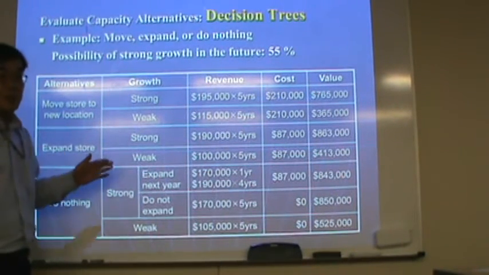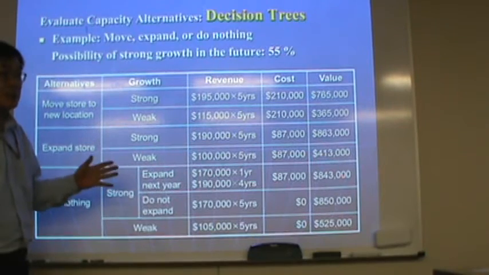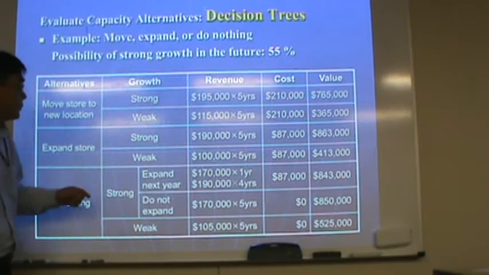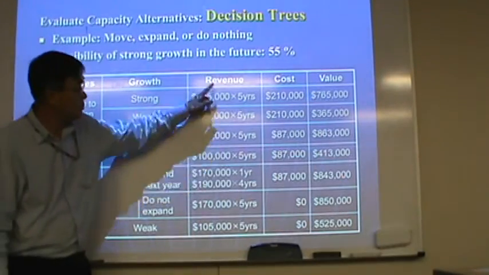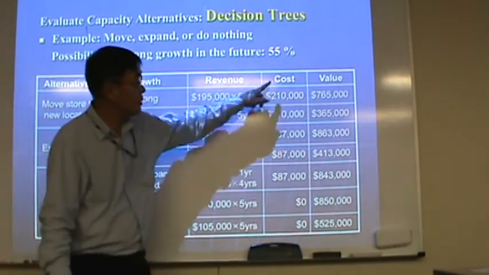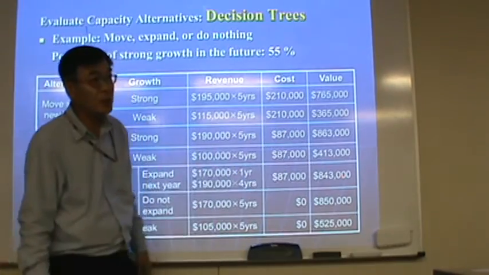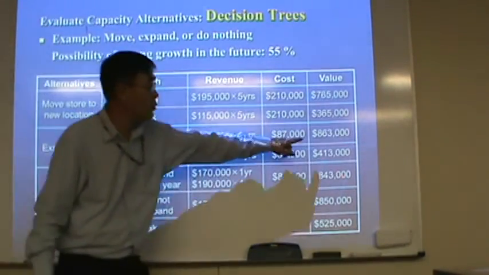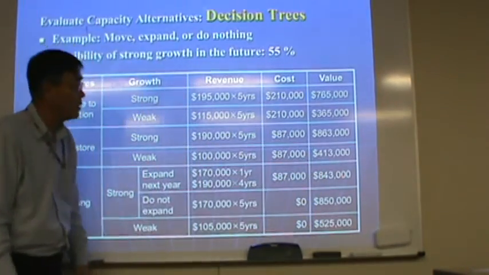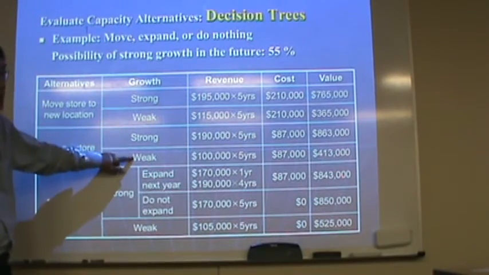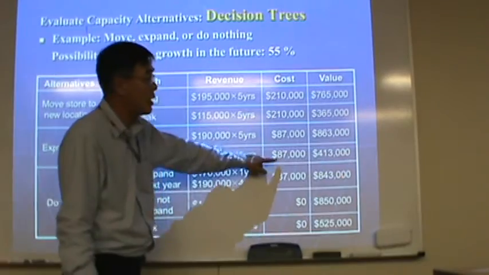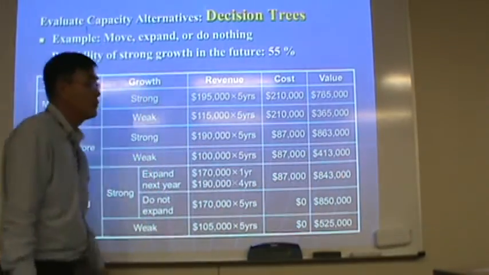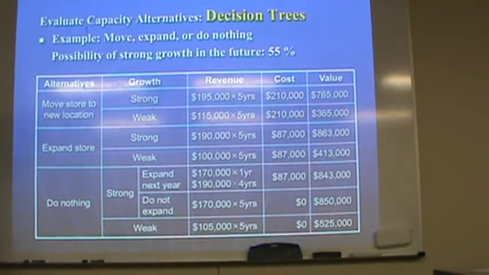Next option, just expand the existing store. Strong, some revenue over 5 years, the cost is less than the new location, then the value is $863,000. Weak condition, less revenue over the next 5 years, but the cost is the same, then the value is $413,000.